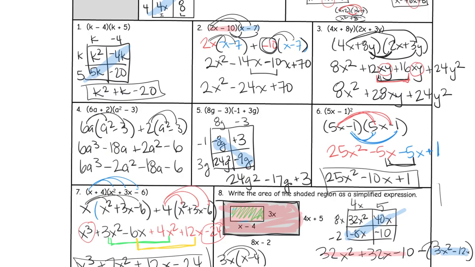Remember, we've got to distribute that negative. So I'm going to have 32x squared minus 3x squared. That'll be 29x squared. I'll have 32x minus 12x, which will leave me with 20x, and then the 10 isn't going to change. So my total area is 29x squared plus 20x minus 10.